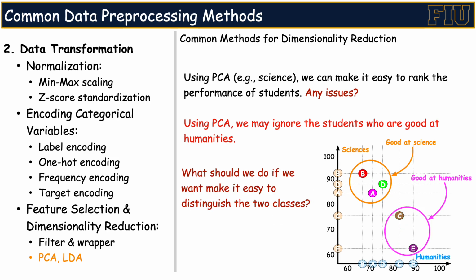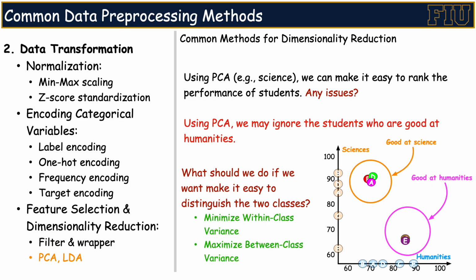Then we need to consider the question, what should we do if we want to make it easy to distinguish the 2 classes? If we want to make it easier to distinguish between these 2 classes of data points, we should do 2 things. First, we need to make sure that data points within the same class are as close together as possible, even overlapping if we can. Second, we need to ensure that data points from different classes are spaced far apart.